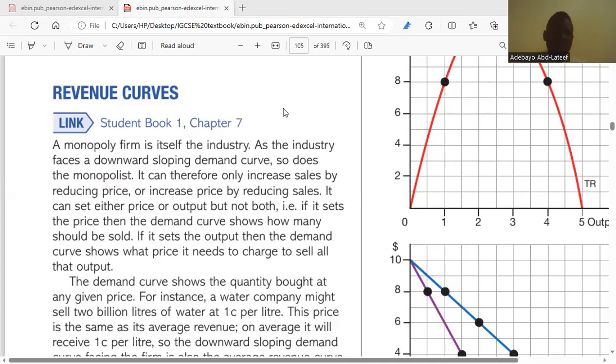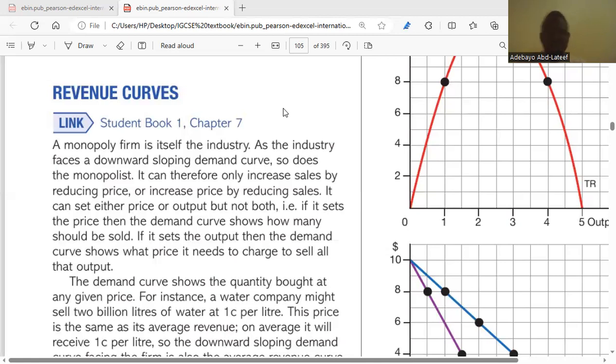So if a monopolist wants to increase price, it means its sales must reduce. And if it needs to increase its sales, it has to reduce the price. So let's see what they wrote here. They said, so does the monopoly. So it can therefore only increase sales by reducing price or increase price by reducing sales. That's what I just said now. So for a monopolist facing a downward sloping demand curve, there's no way it could increase price at the same time increase sales.